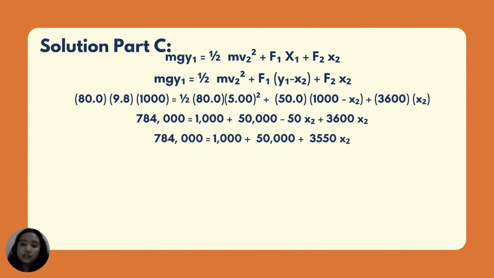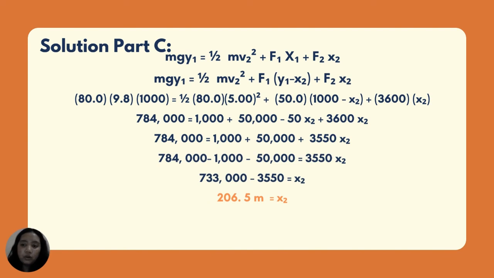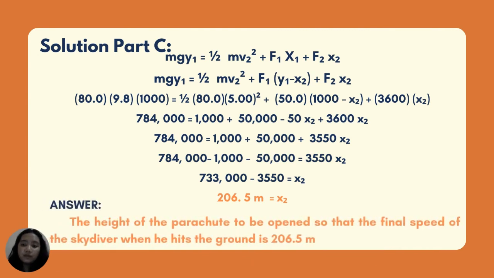We solve the like terms first, which gives us 784,000 is equal to 1,000 plus 50,000 plus 3,550x2. And since we are solving for x2, we isolate it from the others. And now we have 784,000 minus 1,000 minus 50,000 is equal to 3,550x2. Now we solve it accordingly. And now we have our answer, which is x2 is equal to 206.5 meters. Finally, we have the answer for part C.